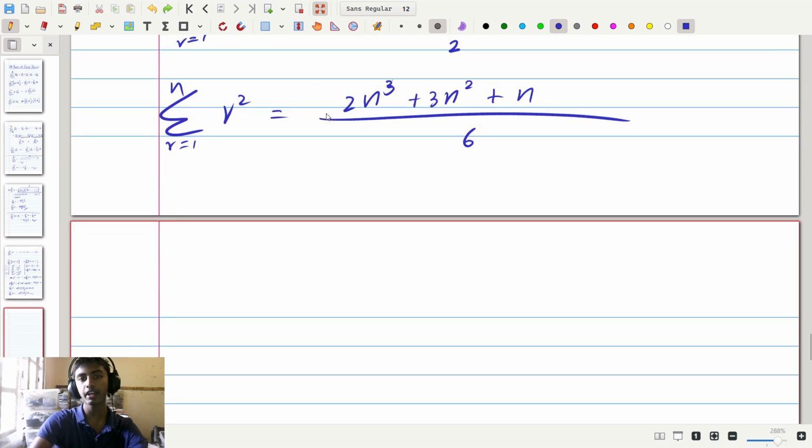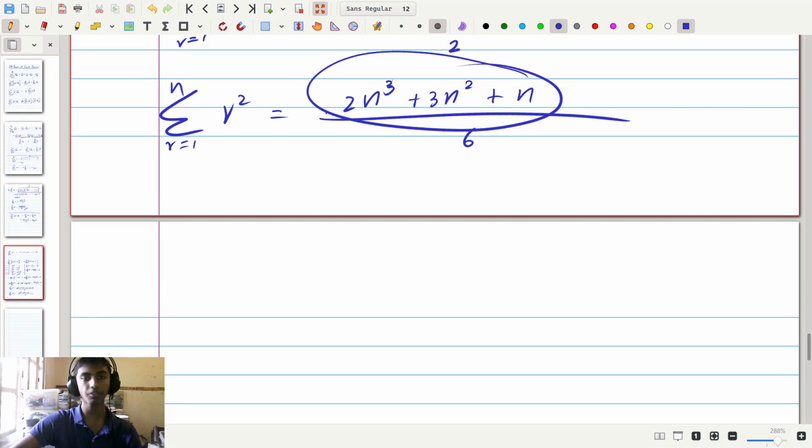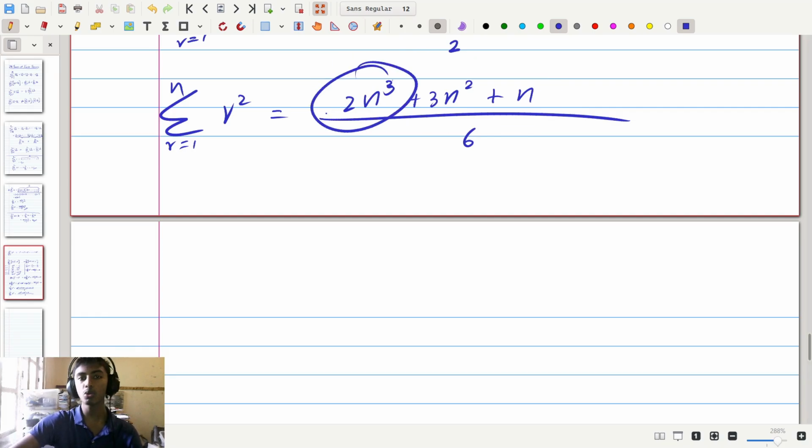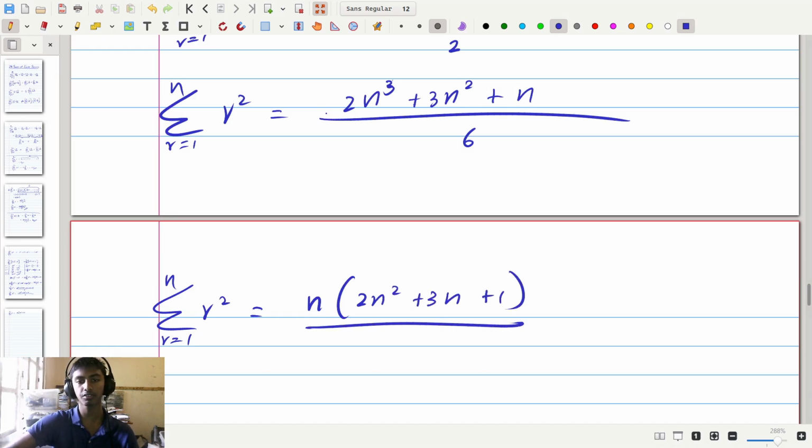We can actually factorize this into nicer factors. First off, we can remove an n as a factor out of all of these. We have 2n cubed, a 3n squared, and an n, meaning we can take a factor of n out. Doing so, the sum from r equals 1 up to n of r squared is equal to n times 2n squared plus 3n plus 1, divided by 6.